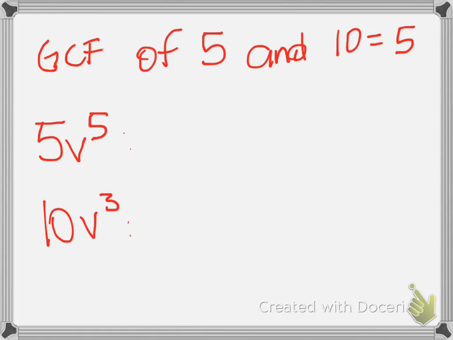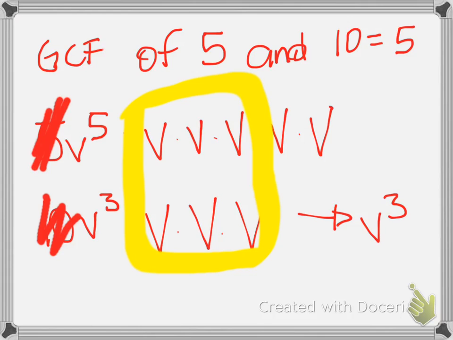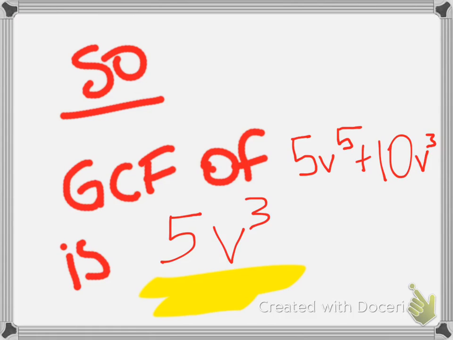Then to find the GCF between the v's, we need to first list all of the v's between the two terms. We leave the numbers out for a little bit, and then we see that the first term has 5 v's and the second has 3 v's. So in common, they both have 3 v's. So it would be v cubed. So the GCF of 5v to the 5th power plus 10v cubed is 5v cubed, because 5 is the GCF between 5 and 10, and they both have 3 v's.